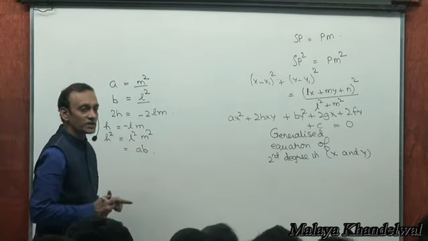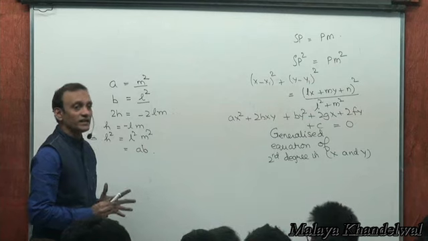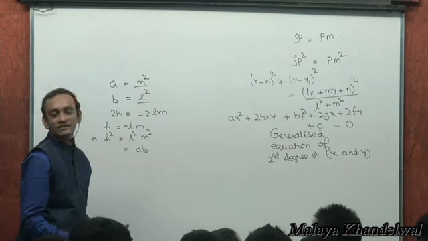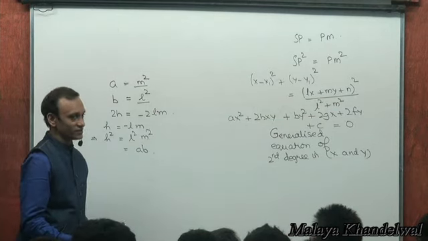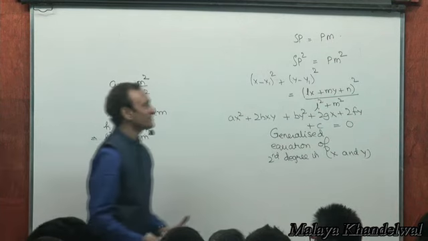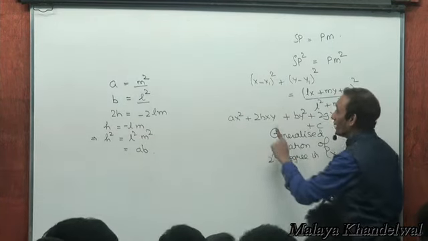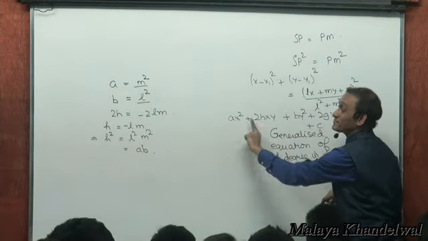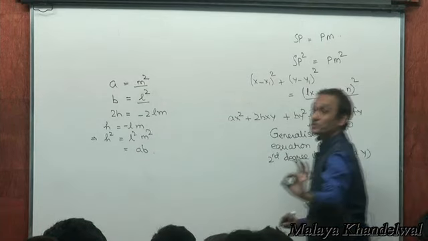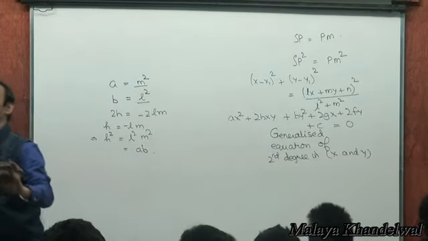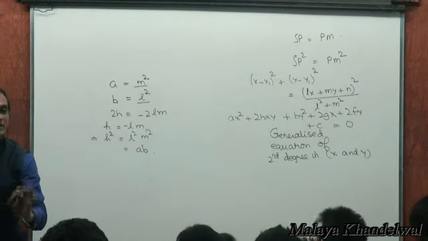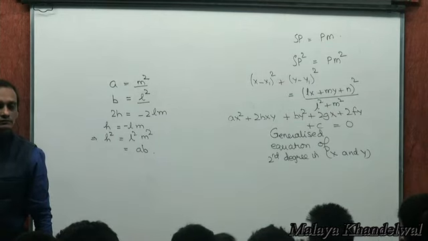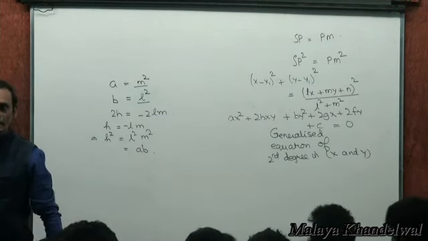Semi-vertical, semi-horizontal nod is confusing. This is explicit. This is fuzzy logic. So, for this to represent a parabola, we must have H squared equal to AB. That's important. For a generalized second degree equation in x and y to represent a parabola, H squared must be equal to AB. Clear? Sounds all right?